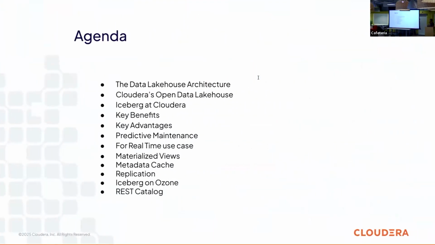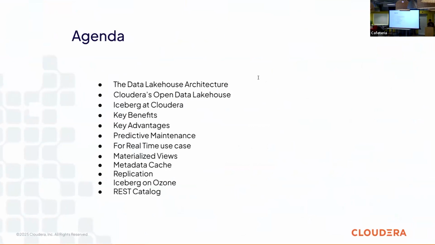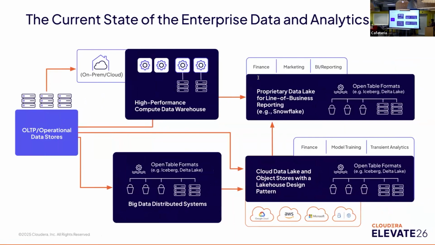We'll start with a deep dive of how data lakehouse architecture came into existence, right? What Cloudera's open data lakehouse looks like. Basically, what I mentioned about a complete lakehouse solution, right? What relation Cloudera has with Iceberg in general, the key benefits, and in later stages, I will talk about the key innovation that Cloudera has been focusing on in terms of Iceberg, right? So with that, let me take you to this slide, right?